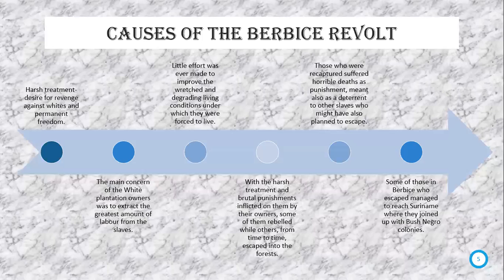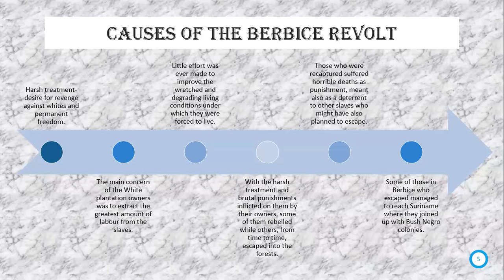Okay, so that brings us to our next point, the causes of the Berbice Revolt. So the first cause, which was one of the major causes, was the harsh treatment, which fueled the desire for revenge against whites and permanent freedom. The main concern of the white plantation owners was only to extract the greatest amount of labor from the slaves. And so little effort was made to improve the wretched and degrading living conditions under which the enslaved were forced to live.